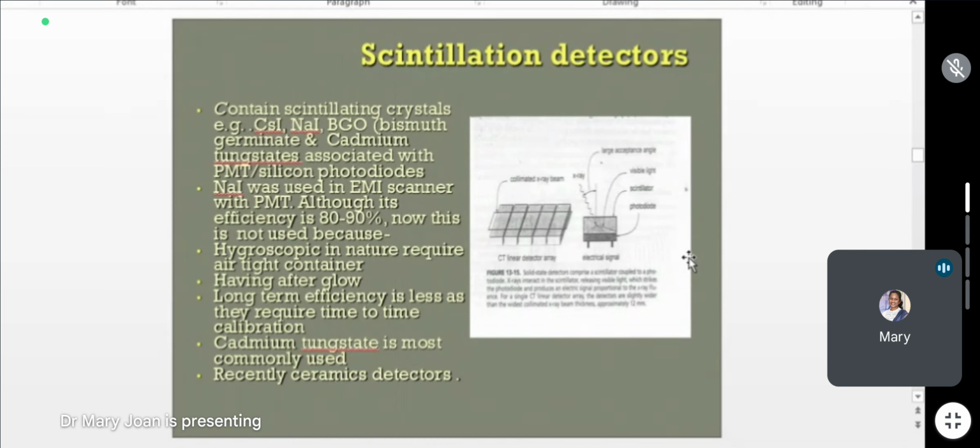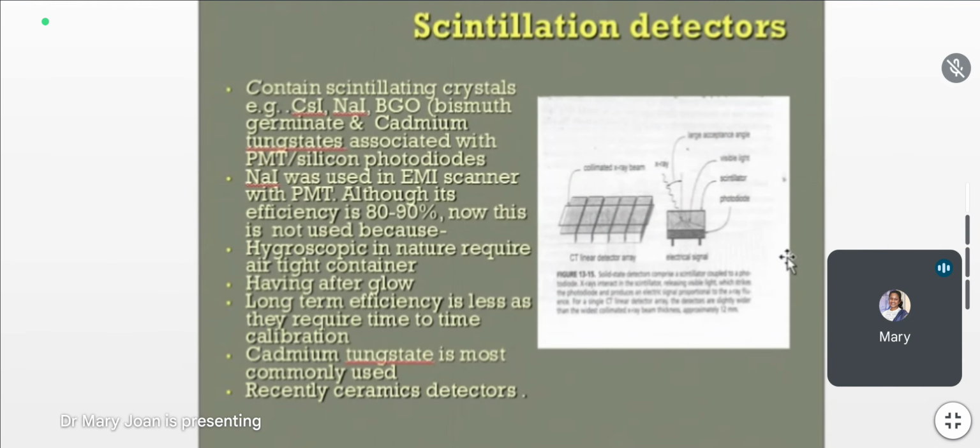Some of the X-ray energy might be trapped in these crystals and come out as light at a later phase. That is called afterglow. Long-term efficiency is less as they require time-to-time calibration. Cadmium tungstate is the most commonly used in CT scanners. Recently, ceramic detectors have come into the picture and are very commonly used. These scintillation detectors are still in use in gamma cameras and positron emission tomography cameras.